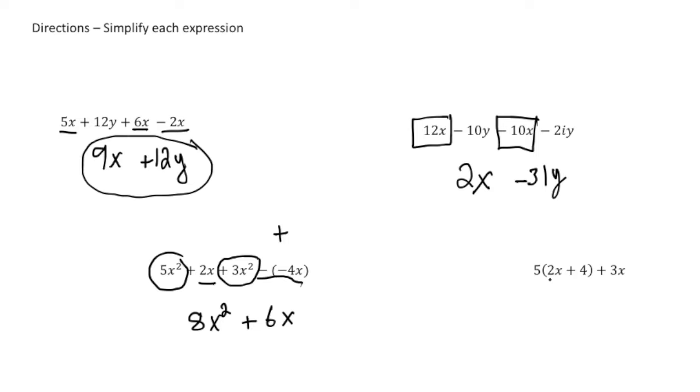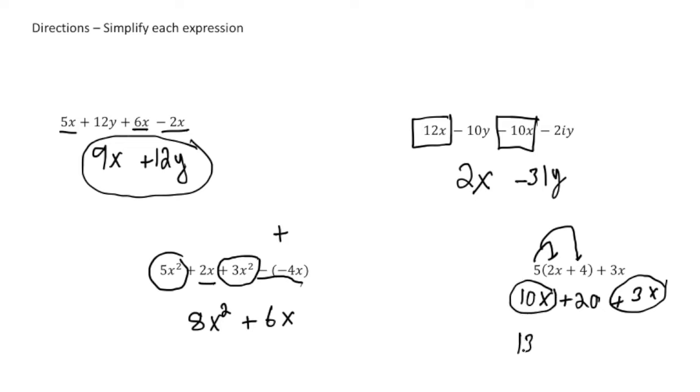And then this one, we're going to distribute the 5. So 5 times 2x is 10x. 5 times 4 is 20. And then we have a plus of 3x. And then last we can add the 3x and the 10x because they're like terms to give us 13x plus 20.